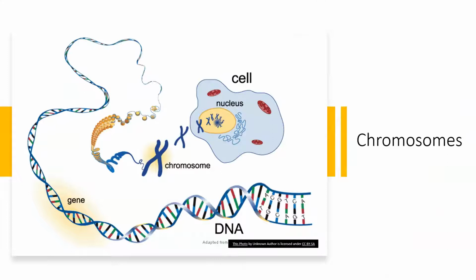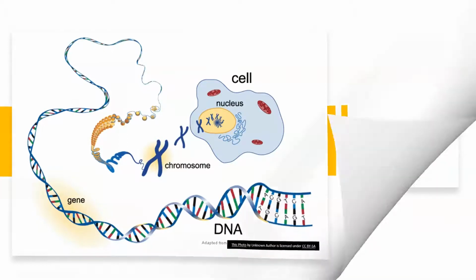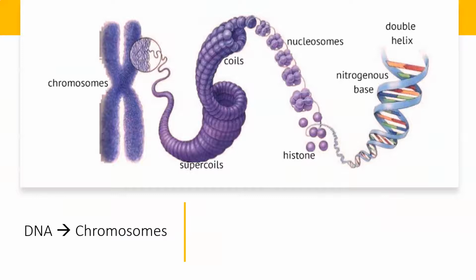Alright, so now we've looked at DNA and its structure and why it looks like that twisted ladder. Let's move on to looking at chromosomes. You can see our double helix here, twisting around proteins called histones to make these coils, and these coils then coil into what we call supercoils, which are all part of our chromosome. So basically we're saying our chromosomes are made up of DNA.